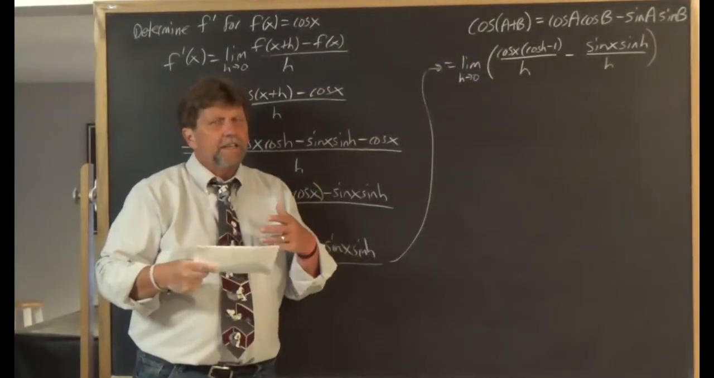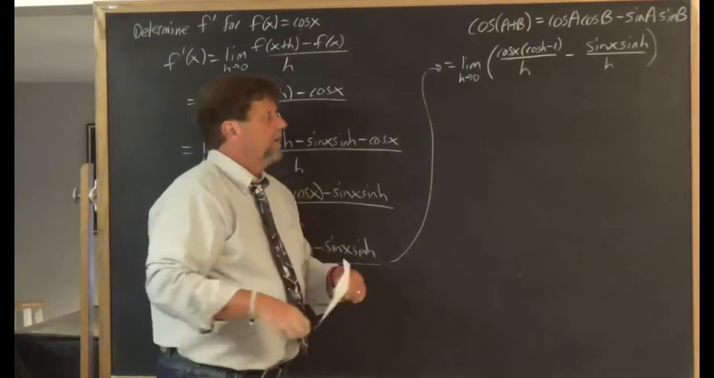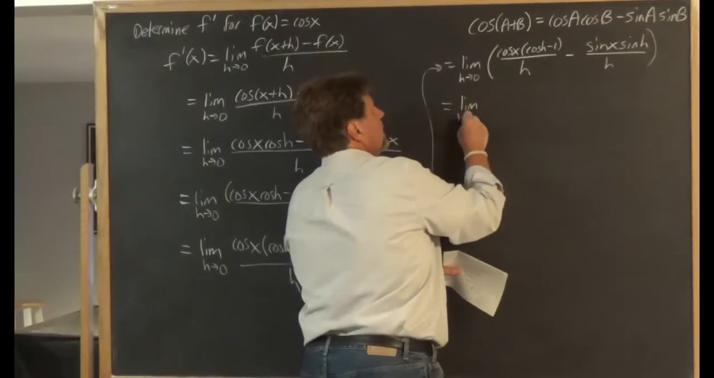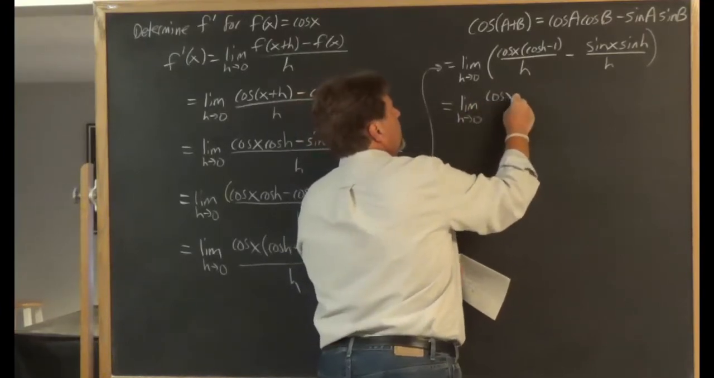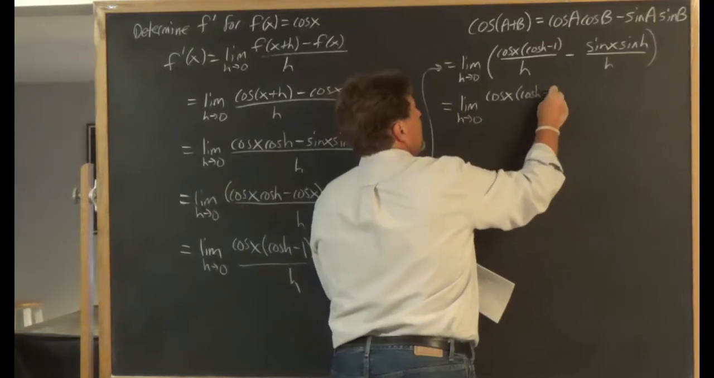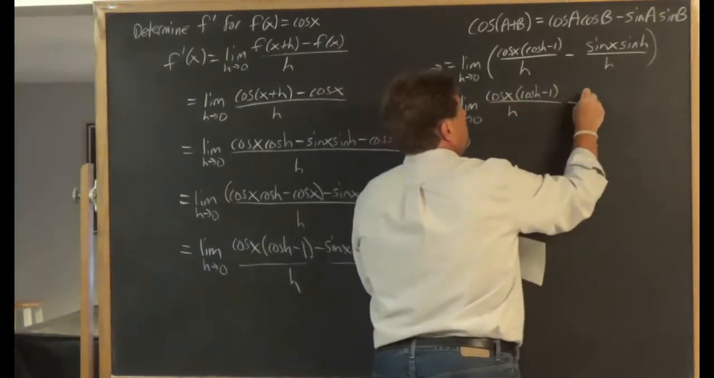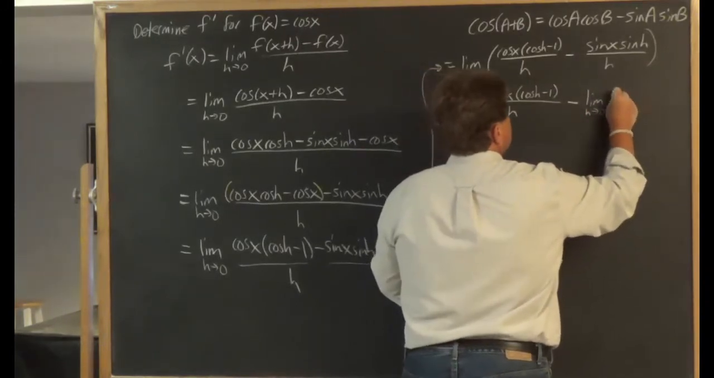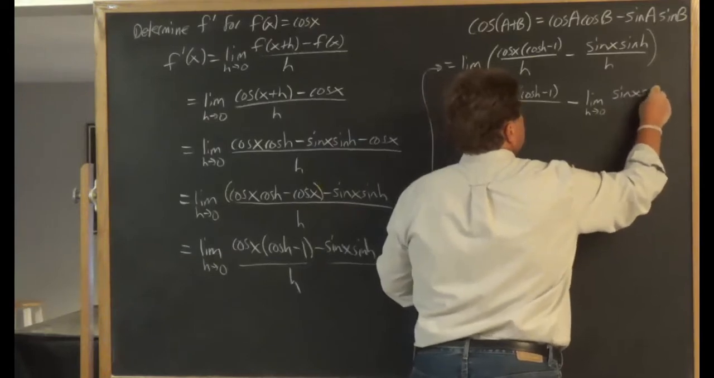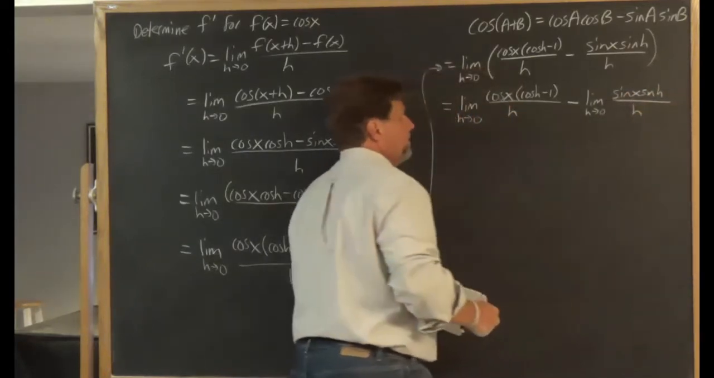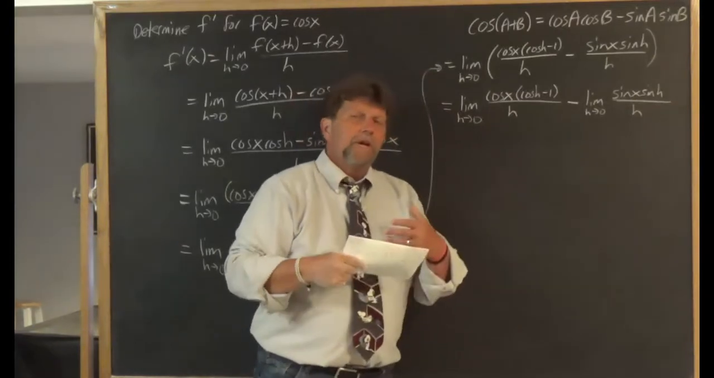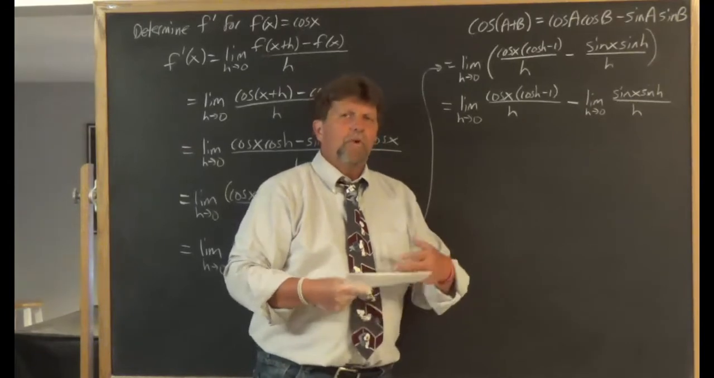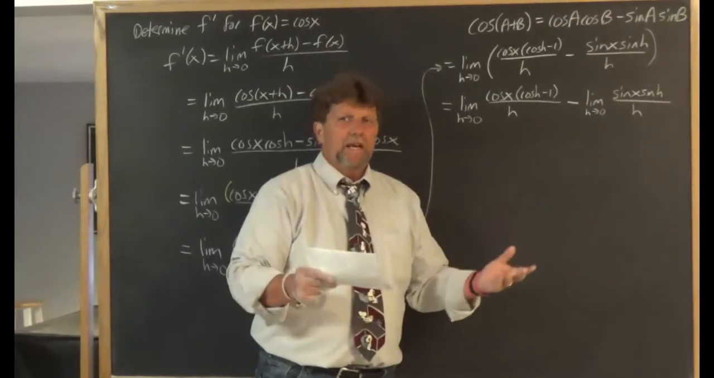Yeah, I'm starting to see those two special trig limits in here. But let me rewrite this as the limit as h approaches 0, cosine x times cosine h minus 1 over h minus the limit as h approaches 0, sine x, sine h over h. So folks, remember, h is approaching 0. So just like before, when h is approaching 0, we leave the x's alone.